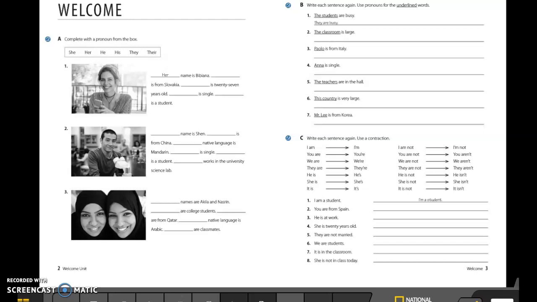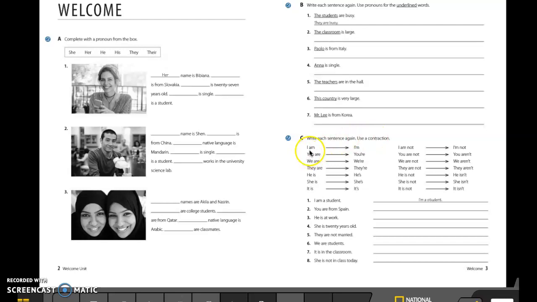Hi there. Today I'm going to talk about contractions using the be verb. This is from your workbook and it's on page 3. If you look at exercise C, here we have the be verb. We have the subject or the pronoun with the verb am, which is the be verb, right? So I am. Now, in speaking, we often use contractions.